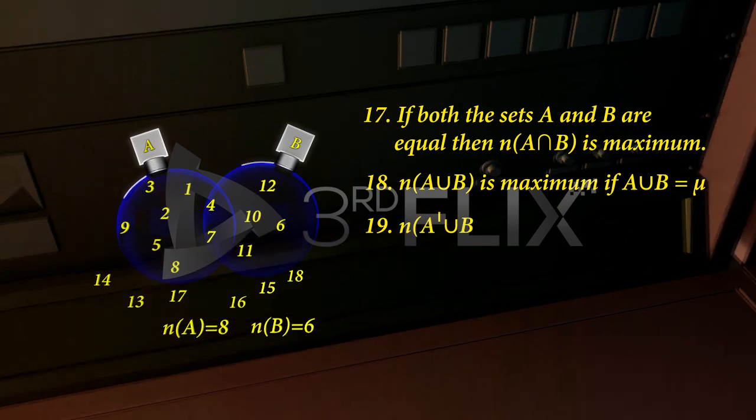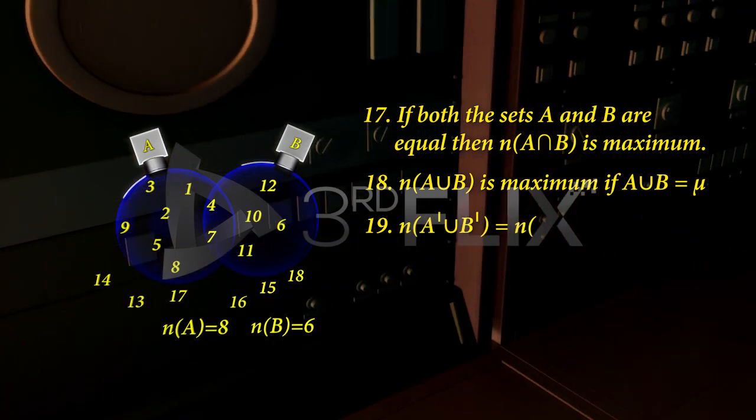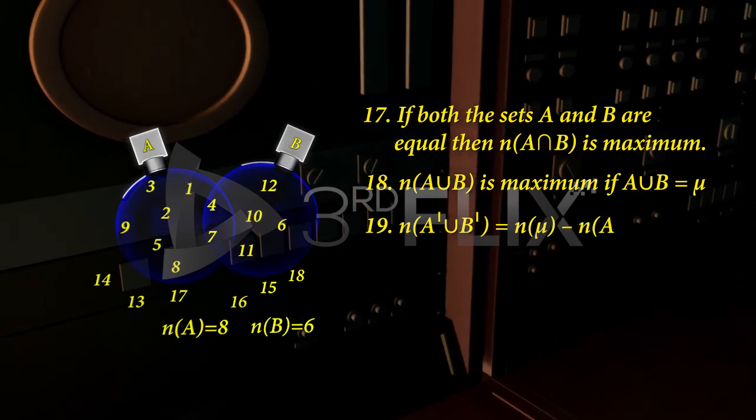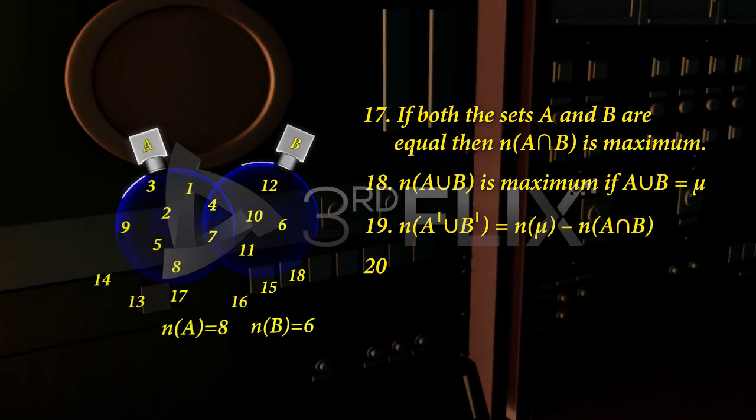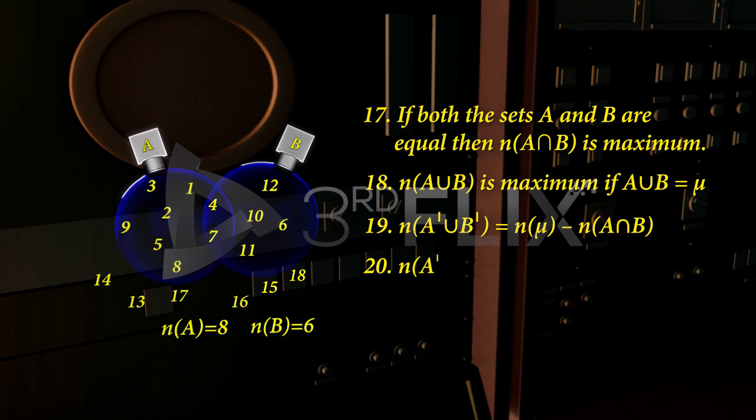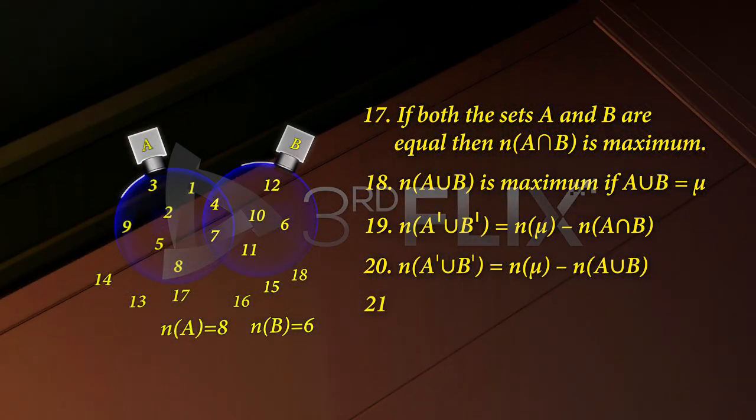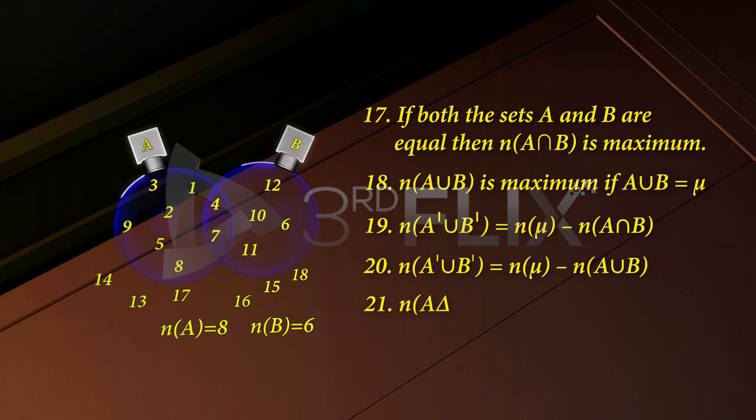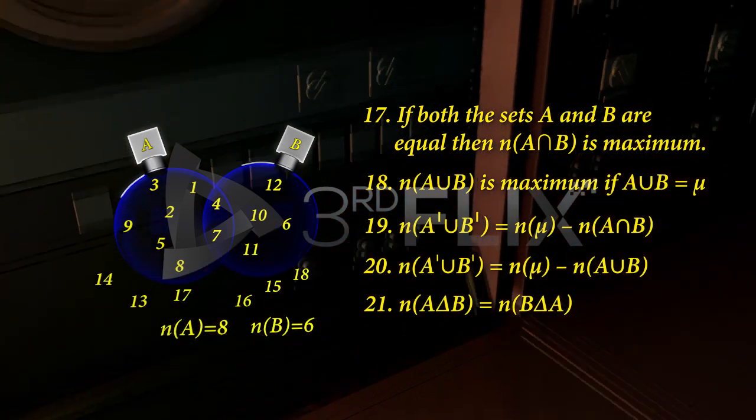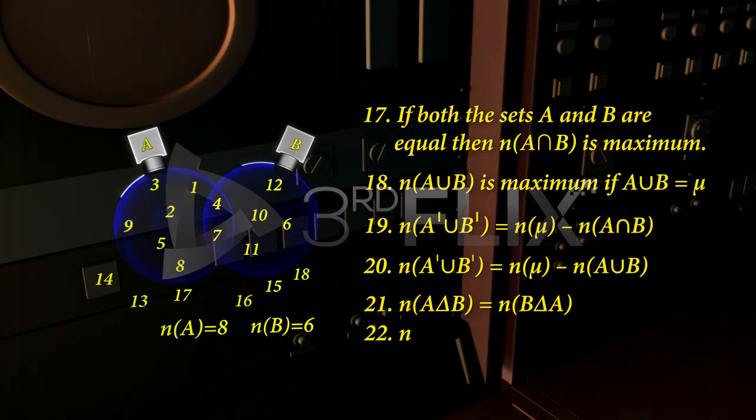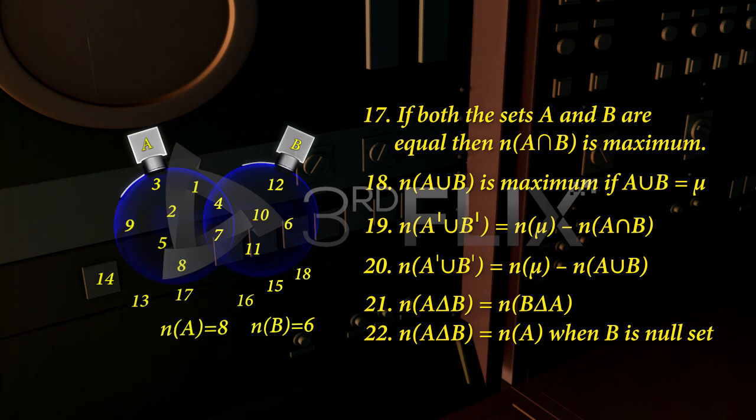n(A dash union B dash) equals n(mu) minus n(A intersection B). n(A dash intersection B dash) equals n(mu) minus n(A union B). n(A delta B) equals n(B delta A). n(A delta B) equals n(A) when B is a null set.